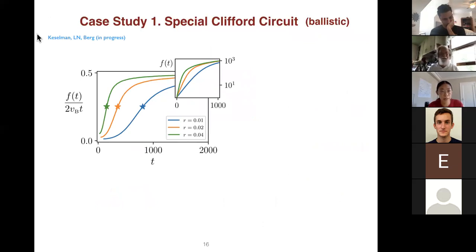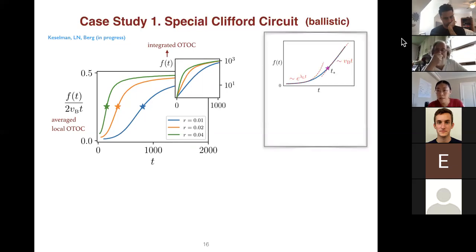So here I'm showing the results from the numerical simulation. I'm showing two things here. The first is the integrated OTOC, and the second is the average local OTOC, the OTOC density. Let's first look at the integrated OTOC as a function of time. This is on a semi-log plot. Recall that for a scrambling system, the integrated OTOC should have exponential behavior at early time. If you plot this on a semi-log plot, then you should see a linear behavior at early time. So good, the first thing we checked, we do see a long enough time window where we have this well-defined exponential regime.